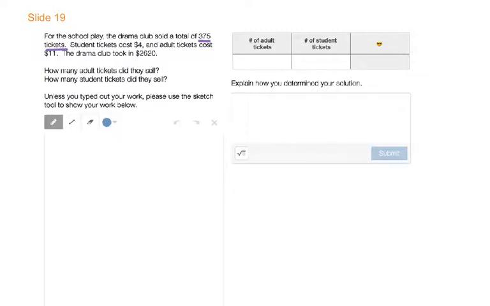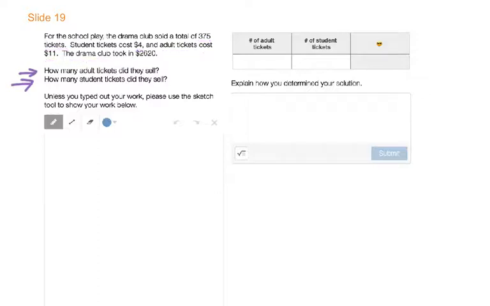Student tickets cost $4. Adult tickets cost $11. The drama club took in $2,620. We want to know how many adult tickets did they sell? How many student tickets did they sell? Again, system of equations. How do I know that?